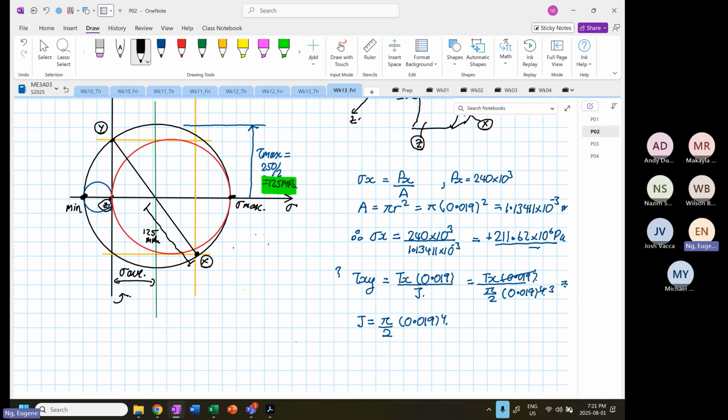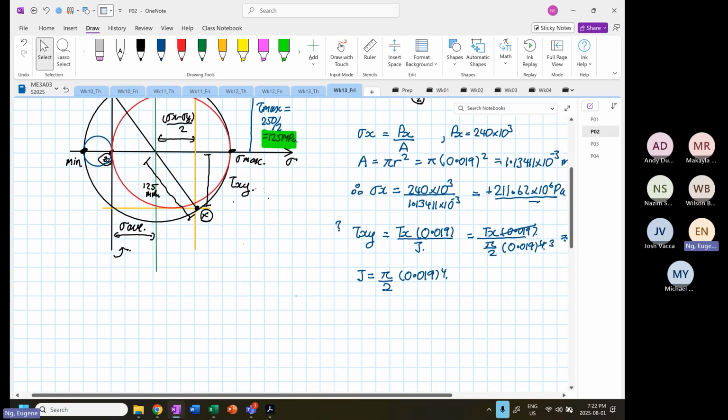So by knowing the stress average, we also know the distance from here to here, right? So we need to find out what is the distance from here to here. We know that this will be equal to stress x minus stress y divided by 2. And then from here, we can find our shear xy. Okay, then we can locate our shear xy.